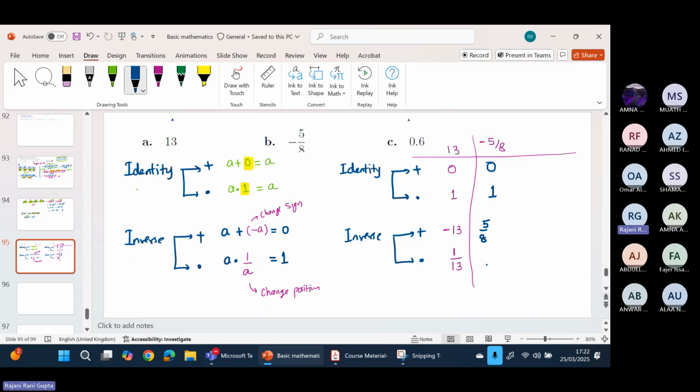And inverse for multiplication? You flip. Remember? Flip the numbers. 8 over 5. And don't change the sign.